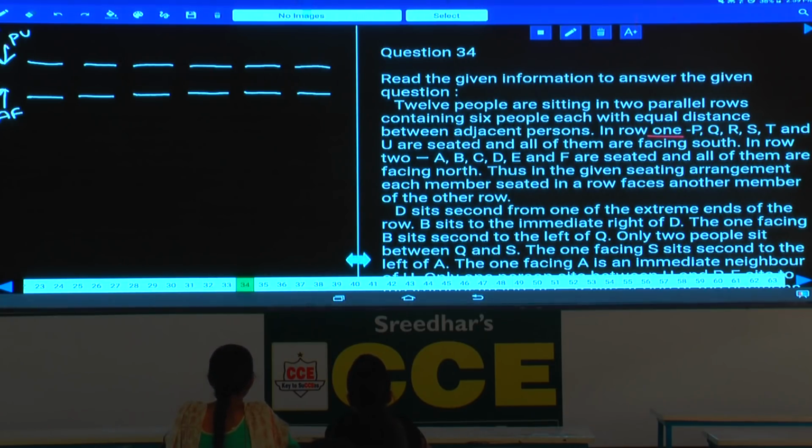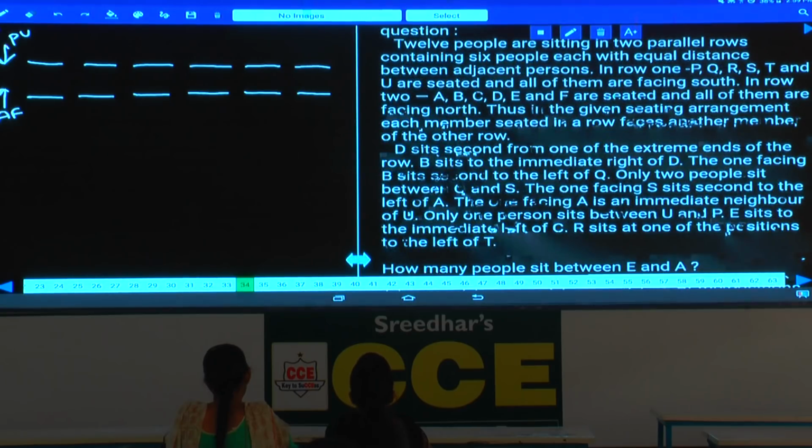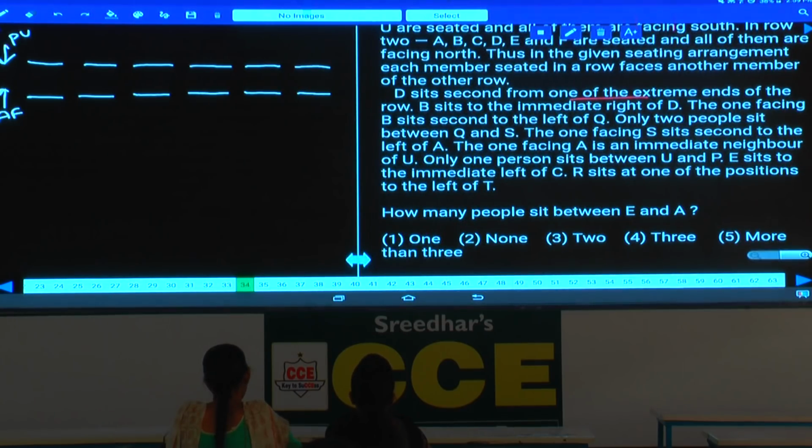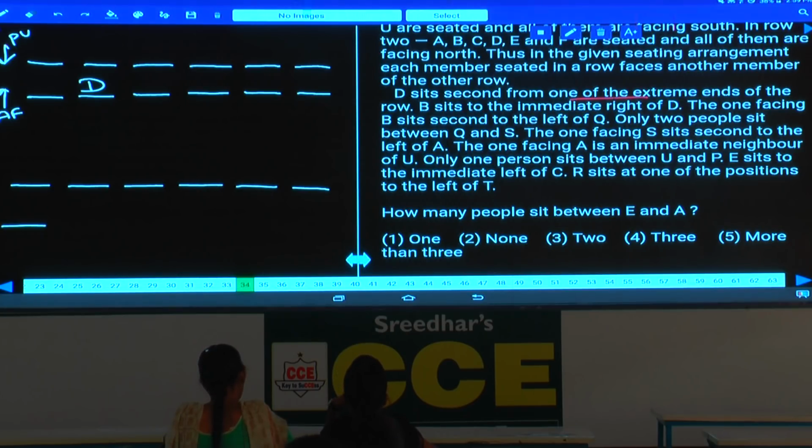Then D sits second from one of the extreme ends of the row. As D sits second from one of the extreme ends of the row, tell me how many possibilities? Either D can be here, and the second possibility, 1, 2, 3, 4, 5 and 6. Here also 6 persons are there, 4, 5 and 6. Now what are the different possibilities we can have?